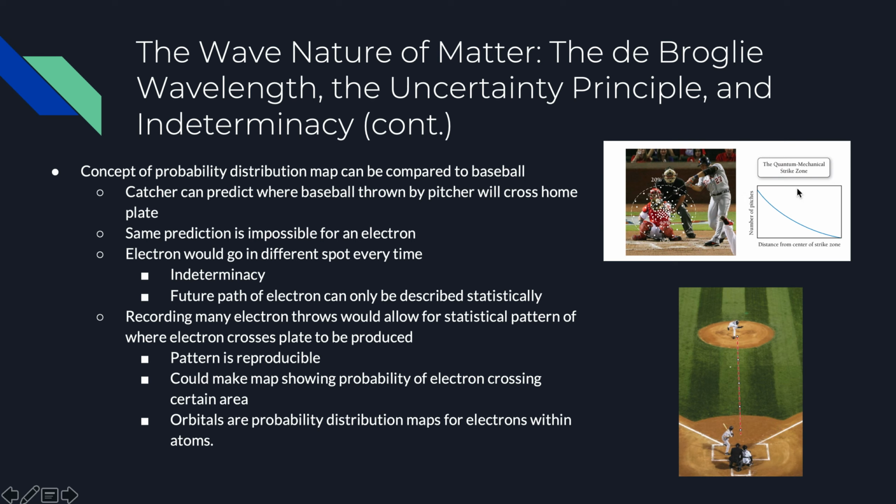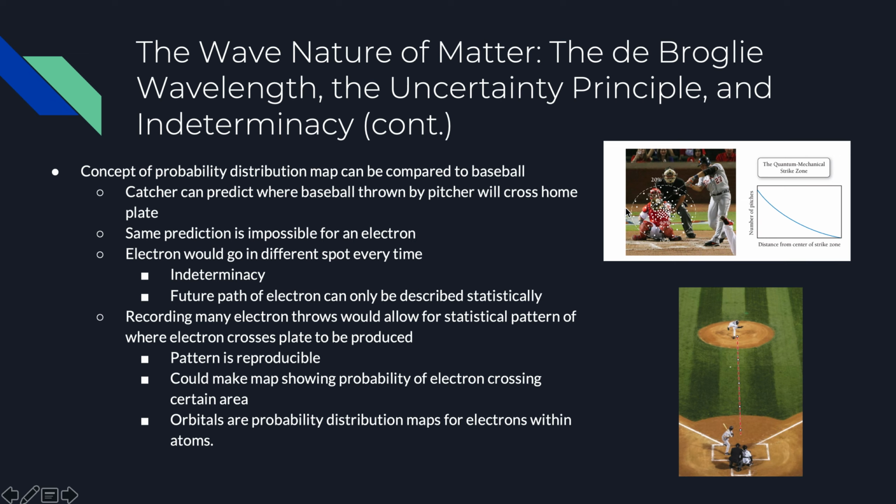So for example, you can compare it to the quantum mechanical strike zone here, which is not really predicting exactly where the ball will go after being thrown, it's just going to predict a probability of where it will go. And this is similar to recording many electron throws, which will allow for a statistical pattern of where the electron crosses the plate to be produced.